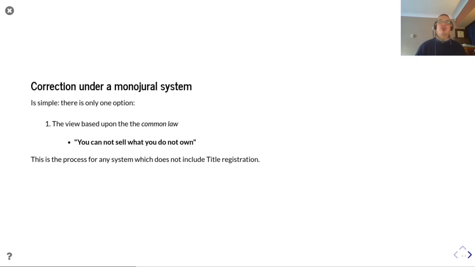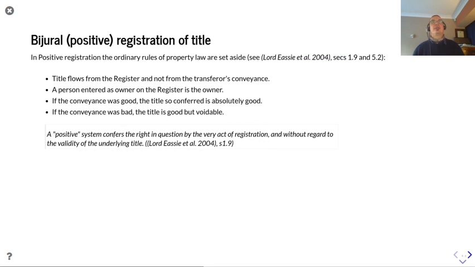So how do you correct under a monojural system? It's simple. There's only one option. You correct based upon the rules within the common law. You cannot sell what you do not own. So this is a process for any system which doesn't include registration of title.